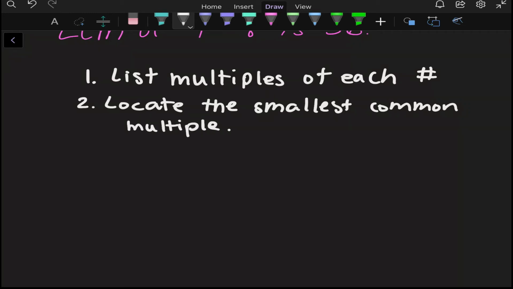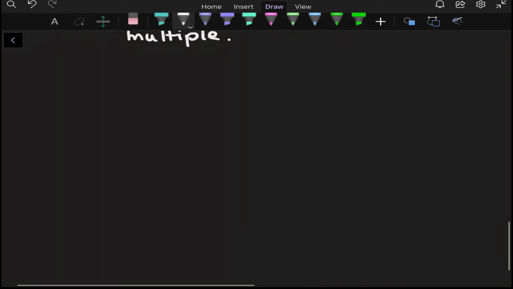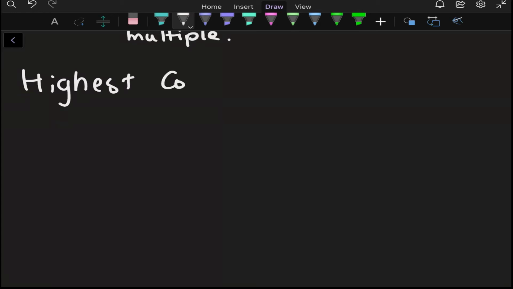Now if we move on to the highest common factor, we also refer to that as the HCF.